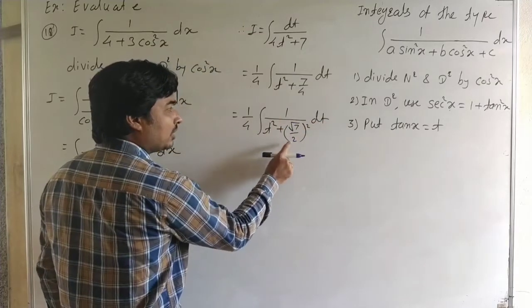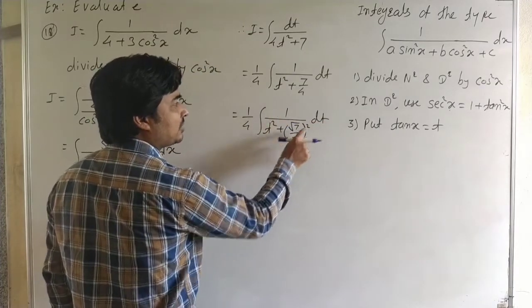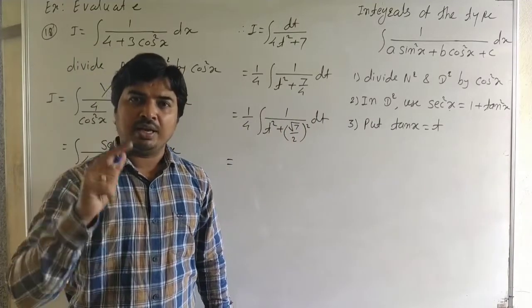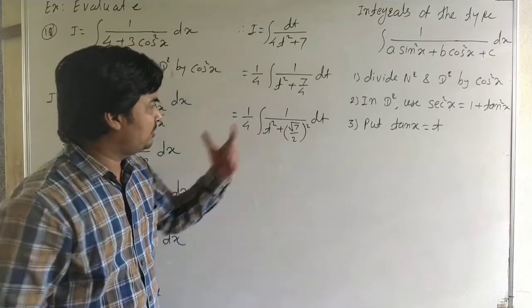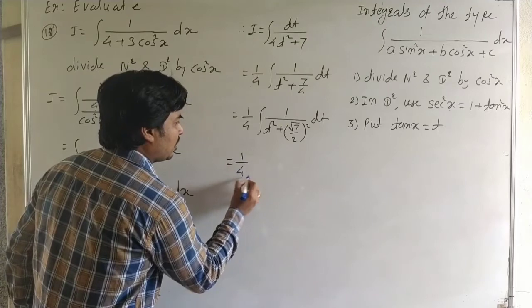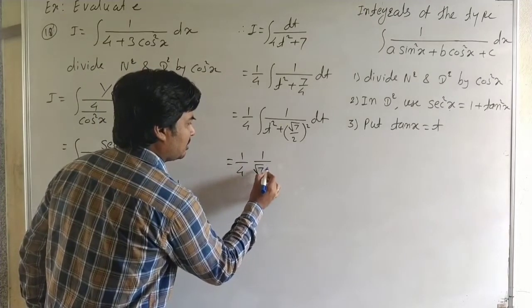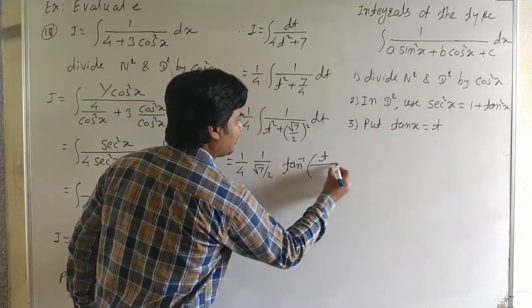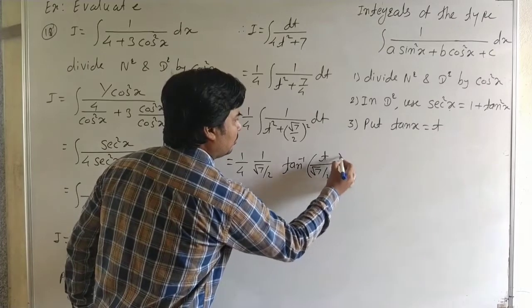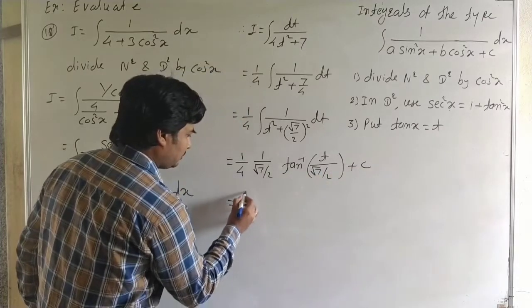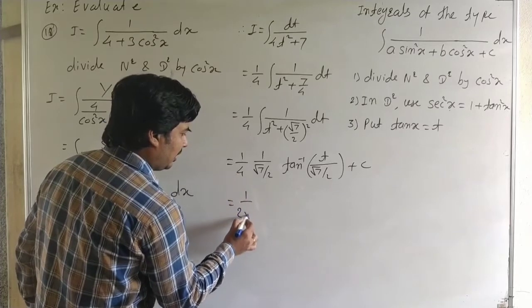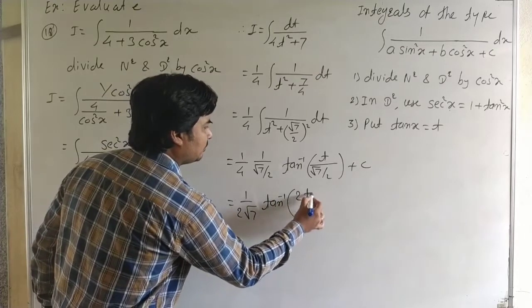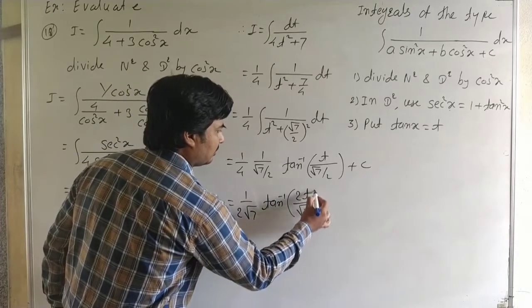Now it is 1 upon x square plus a square, 1 upon t square plus a square with respect to t. Therefore the integral of 1 upon x square plus a square is 1 by a tan inverse x by a, here with respect to t. Therefore it is 1 by 4 as it is, 1 by a, under root 7 by 2, tan inverse x by a, that is t by under root 7 by 2, plus c. Then the 2 gets cancelled, it is 1 by 2 under root 7 tan inverse of 2t upon under root 7 plus c.